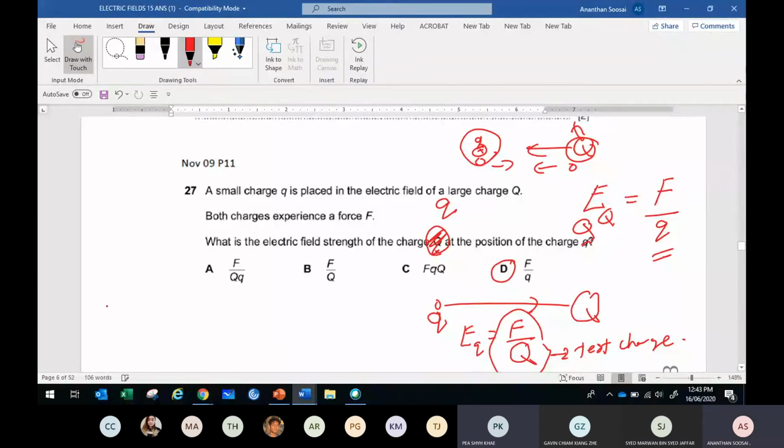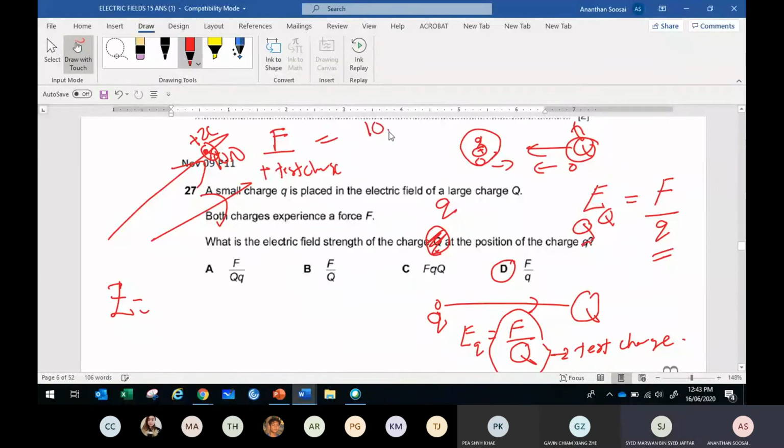Okay, the definition for electric field strength is, let's say you have an electric field here. The electric field strength at this point is the force experienced by per unit positive test charge. So let's say here you have a test charge of positive 2 coulomb, and this positive 2 coulomb experiences a force of 10 Newton. So the field strength here is said to be 10 Newton divided by positive 2, so 5 Newton per coulomb.